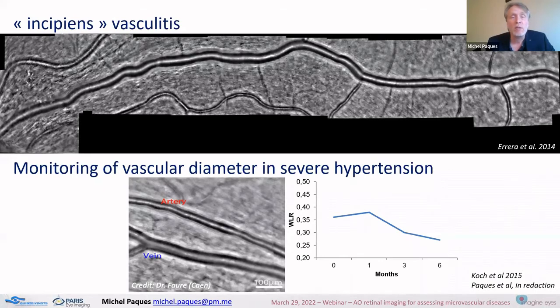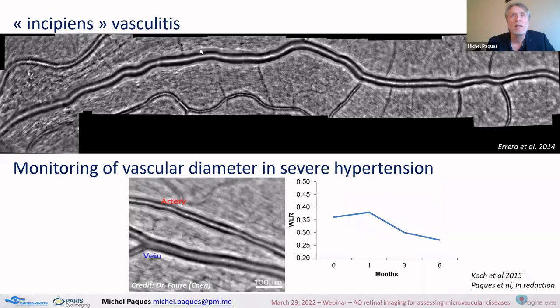The first example is inflammation. This is an example of what we call vasculitis, inflammation of a vein wall. Along this nice montage of adaptive optics images, you can point out the vein. And if you look carefully on each side of the vein, which is quite irregular, you see some slight opacification, close to the middle of the image. You see one of these examples along the vein.